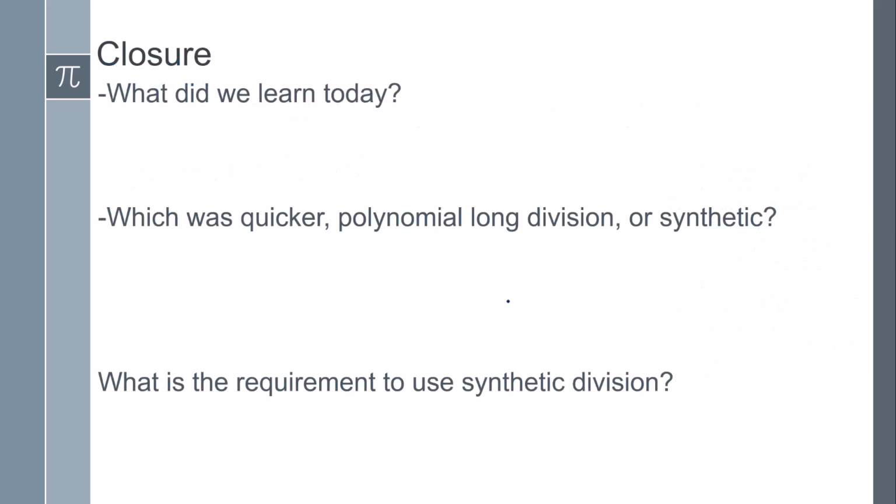So what did we learn today? We talked about how to divide a polynomial using synthetic division. Now if you think about it, the nice thing about synthetic division is it's quicker. But there's a downside to it, and it has a requirement. That requirement is that it has to be a linear factor that you're dividing by, like x minus 3, x plus 1, or x minus 5. These are linear factors. If you're dividing by x squared or x cubed or anything like that, you cannot use synthetic division to divide.